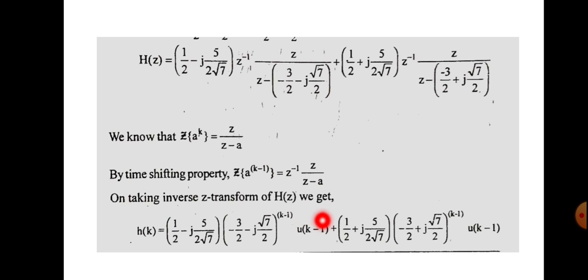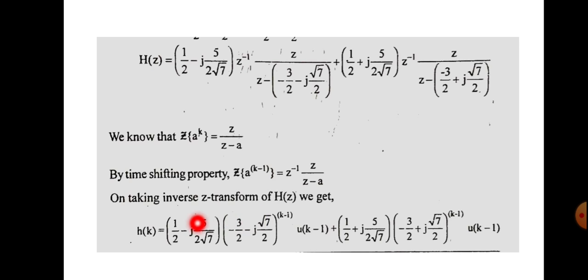Here at the inverse transform there is a term u of k minus 1. What does it indicate? It indicates that it is a positive term. That means what is the value of u of k minus 1? Its value is 1. So there is no effect of this u of k minus 1 here.